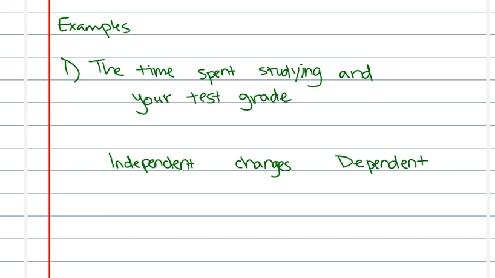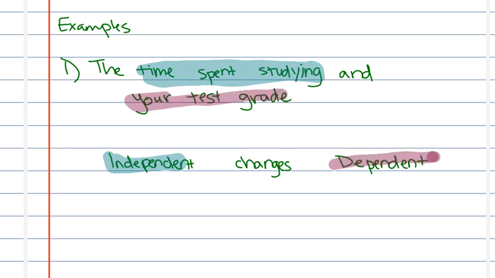So normally the time spent studying is going to be our independent, because our independent is going to change our dependent, which is going to be our test grade. If you study, that's going to change your test grade. So time spent studying is our independent, and our dependent is going to be our test grade. Okay, one more like that.